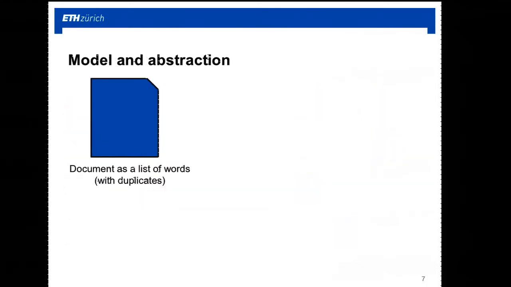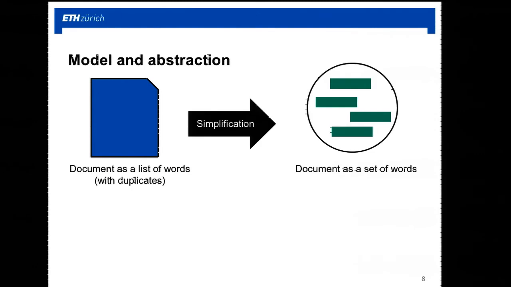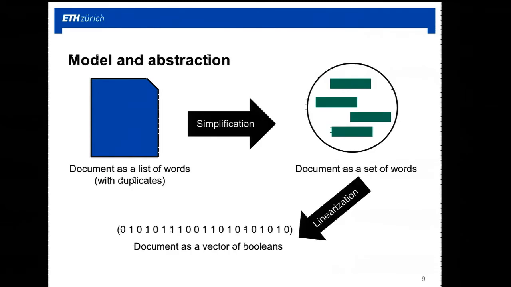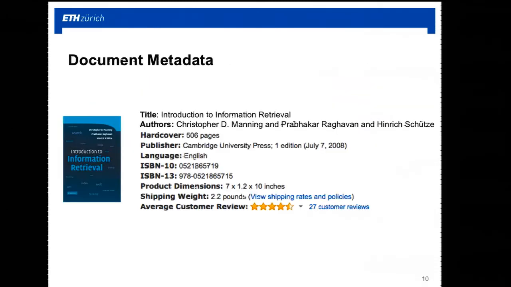This is just a reminder of what we've been doing, that we abstract the document as a list of words, and then as a set of words, and then we have this vector of Booleans. But this is what I'm coming to. If you look at the books in a library or on Amazon or wherever, you will see that until now we only opened the books and looked at their full text. But if you look on the page of the book, there's extra information there. There's title, authors, hardcover, publisher information, the language, the ISBN number, the dimensions of the book.